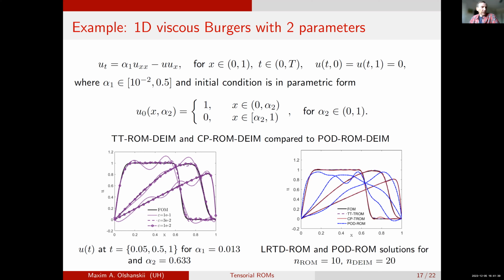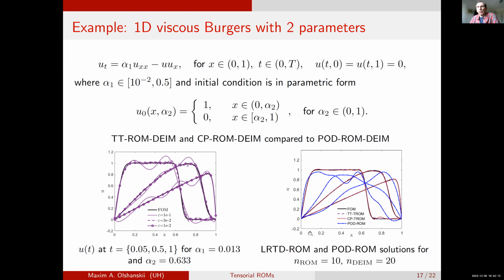Okay, this is a classical example. It is a linear problem, very simple, but many papers do it. So we also try this 1D viscous Burgers equation, which depends on 2 parameters. One parameter is viscosity. Another is the position of the jump in the initial condition. This is just a step, so the position of the step is our second parameter.